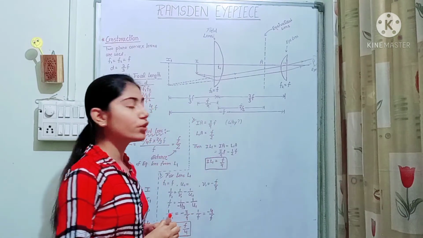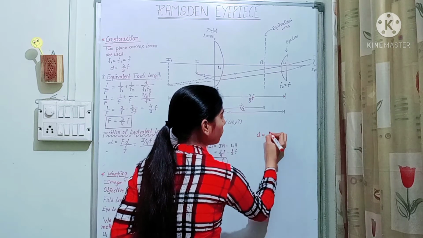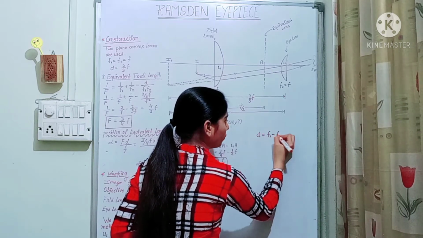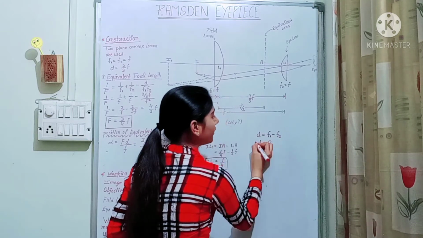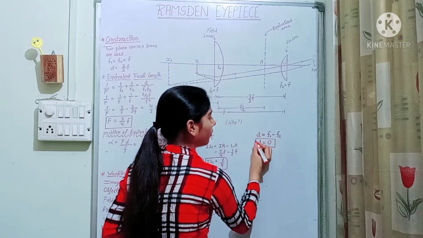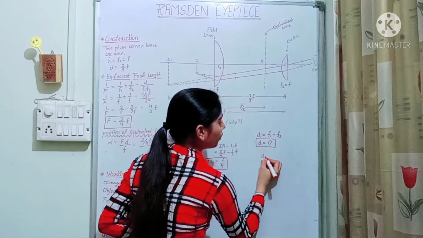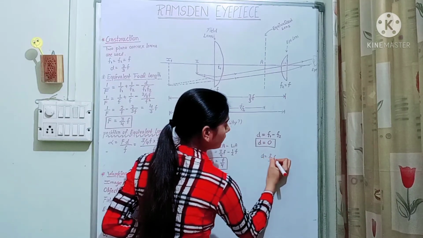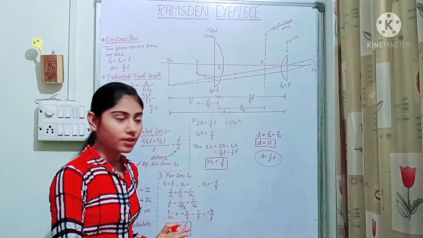The condition to reduce the spherical aberration is D equals F1 minus F2. When you put all these values here, you get D equals 0. But we are taking D equals 2 by 3 F here, so this condition is not satisfied.